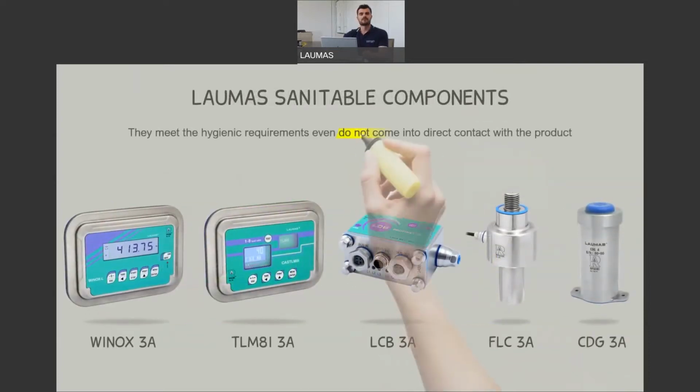Okay, now after this brief introduction about the 3A standards and why we wanted to obtain it, and what it will bring you by using these 3A approved products, we can go deeply to discover our complete new hygienic range that is composed by our new load cell model FLC 3A, our new junction box model CDG 3A, our renewed multi-channel transmitter TLM8E, our new indicator WENOX 3A, and also our new certified load cell digitizer model LCD.